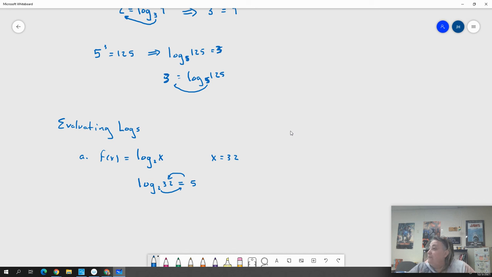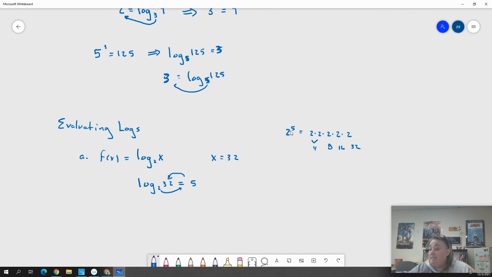2 to what power equals 32? So 2 to the 5th power is 2 times 2 times 2 times 2 times 2. Okay, so I got confused, I thought it was 5. 4 times 2 is 8, times 2 is 16, times 2 is 32, right?